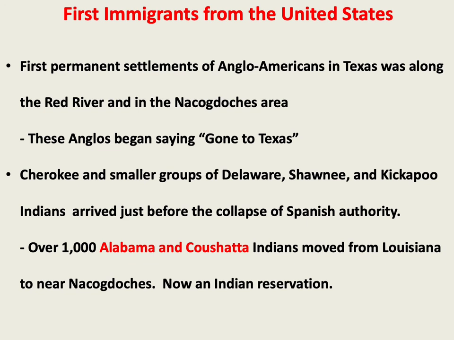And as for the Indians, a number of small groups of Indians, as well as the Cherokee, arrived in Texas just before Spanish authority collapsed. And one tribe, fairly significant, was over 1,000 Alabama and Coushatta Indians who moved from Louisiana. They moved west to the area near Nacogdoches. And this is now an Indian reservation.